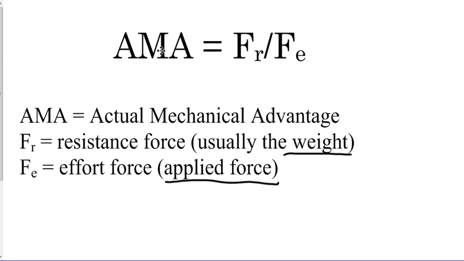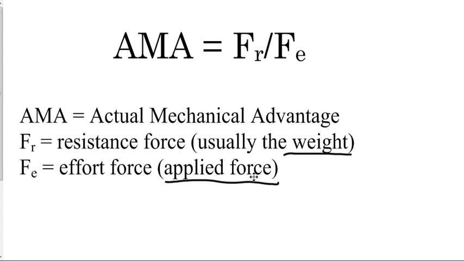The AMA is the actual mechanical advantage. You can think of this as a ratio of the forces. So it's going to be the FR over FE, where FR is the resistance force, which in many cases will be the weight of the object that we're trying to move. And the FE is the effort force. This is the applied force.